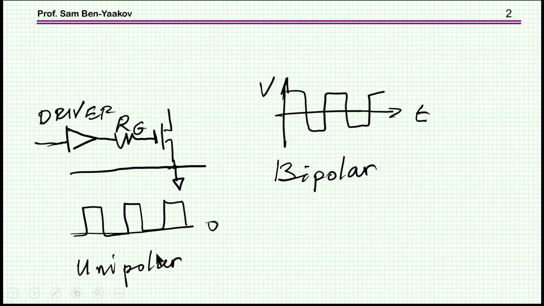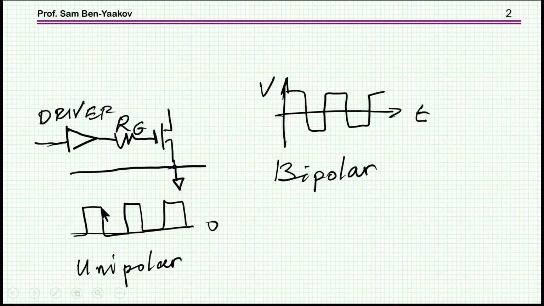Now we are usually driving power MOSFETs by unipolar pulses. Here I'm showing a driver, that's a gate resistor, and here's the gate of, say, a power MOSFET. Normally these will be positive-going pulses because it's an enhancement mode MOSFET. And the range of the pulse is between, say, 0 and, say, 15 volts. This will be very typical.